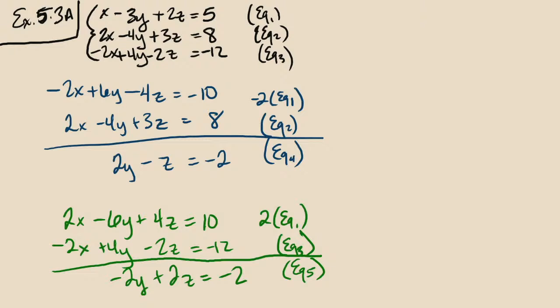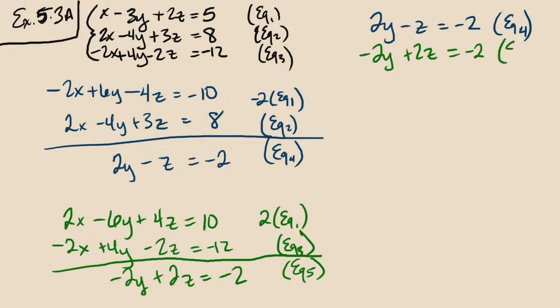So I'm going to take equation 4, which we took from the blue one. So 2y minus z is equal to -2. This was equation 4. And combine that with -2y plus 2z is equal to -2, which was equation 5. And I'm going to combine those to make equation 6, but it's going to work out very nicely, so we're not going to worry about that. 2y minus 2y is 0. -z plus 2z is z. And -2 plus -2 is -4. So now I have a value for z. So z equals -4.